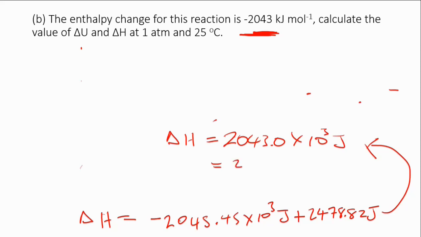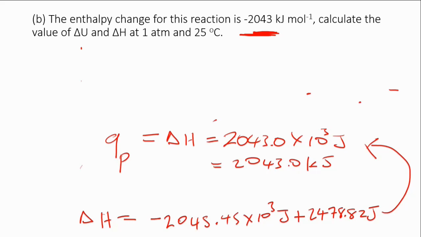Let me also put it in kilojoules. What do you know? This value is basically the same value used up here. You see? The enthalpy change. Now, earlier when we were calculating delta U, we used this value as Q. This proves that Q at constant pressure is the same thing as the enthalpy change. It's the same value.